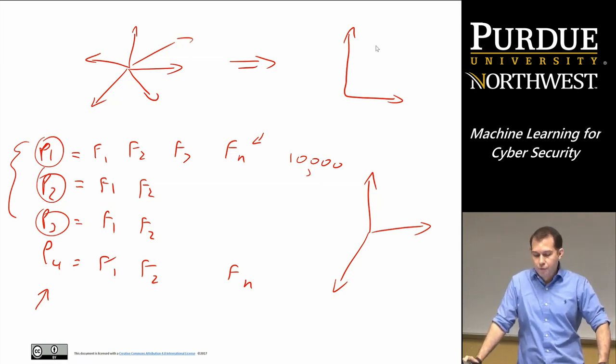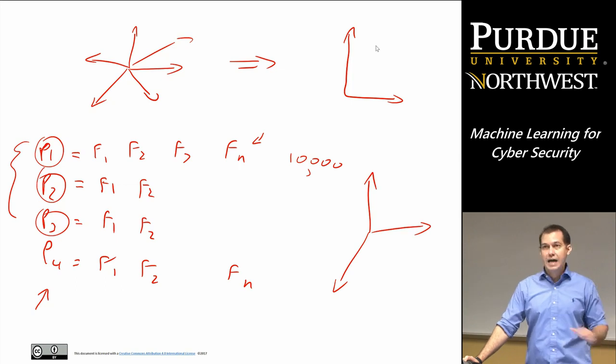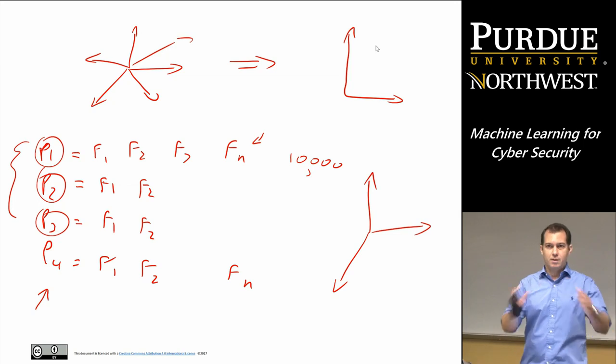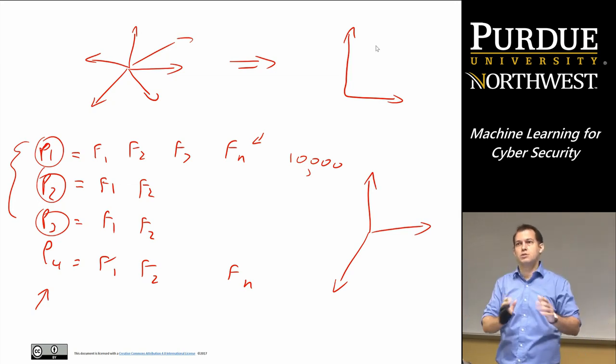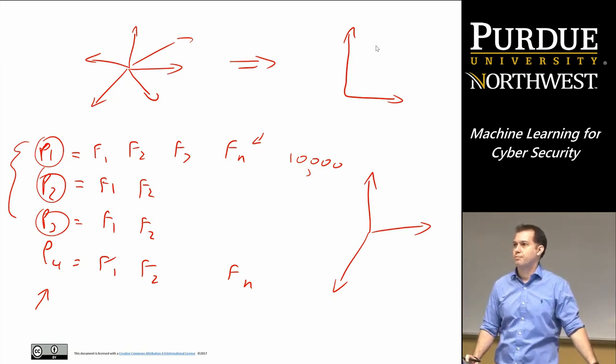On Friday, we will do an example of this. Not for plotting necessarily, but just for seeing that we can take a lot of features and reduce them into just 2 features. All right? Any questions about this?